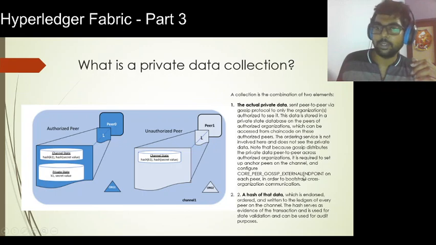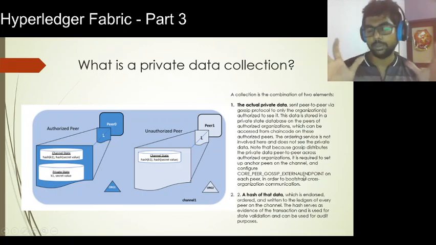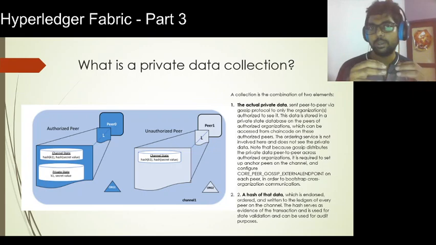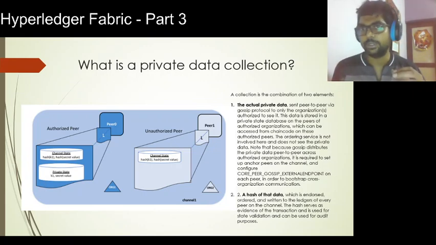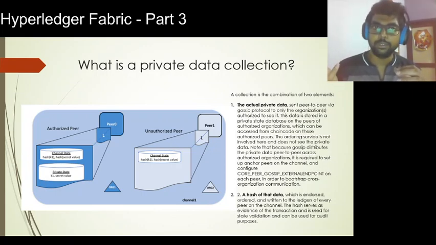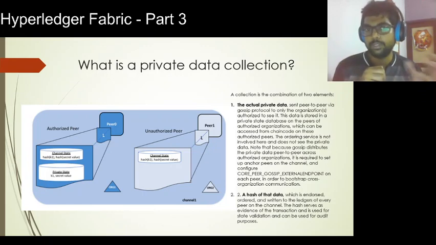Okay, we talked about anchor peers in the blockchain network setup. It is required when we talk from one organization to another organization. Here, what we have is something called the orderer node, which receives the transaction and puts it into the ledger.